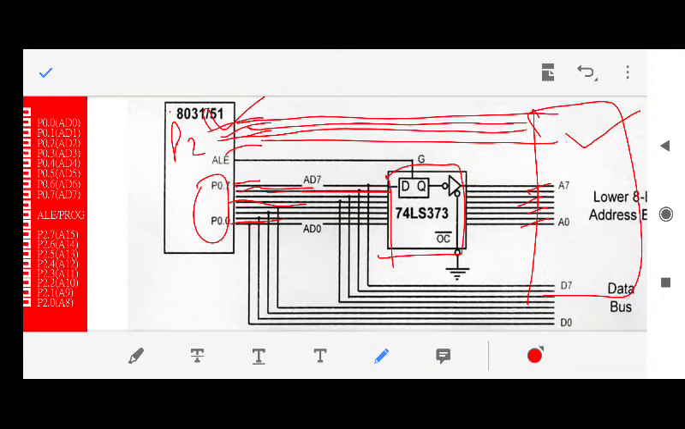But the lines which are coming from port 0, they should first go to the latch and then they will go to the address lines. Remember this. They will first go to the latch. Fine. You write 74LS373. That's it. Don't write all these things. Just write 74LS373, so the examiner will know that you have connected these pins to the latch. The output of the latch would be connected to the address lines.